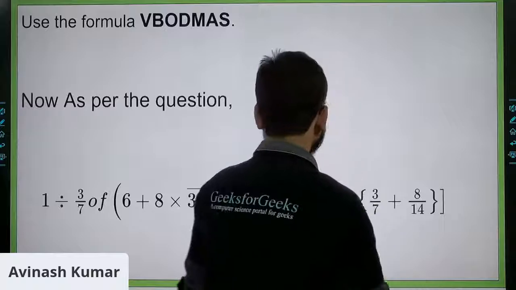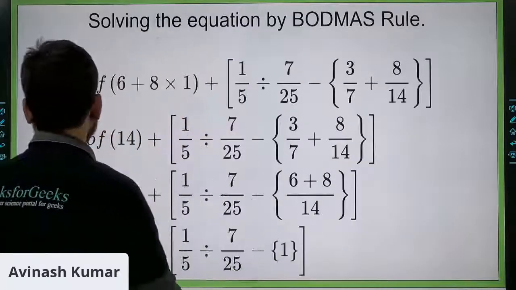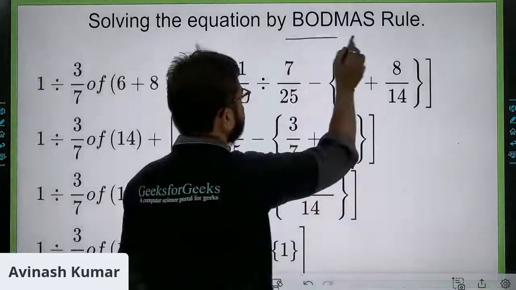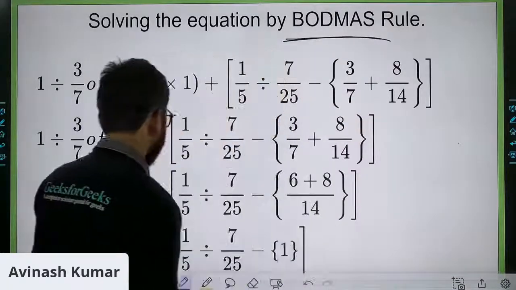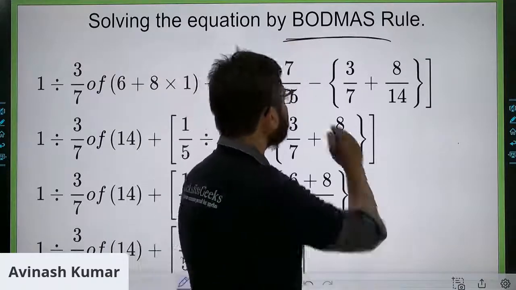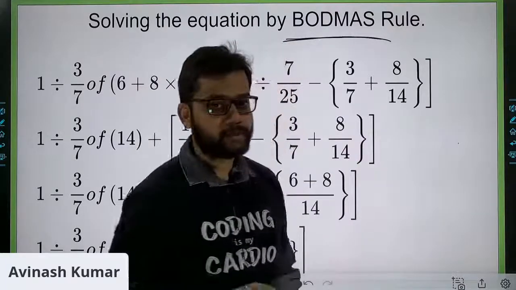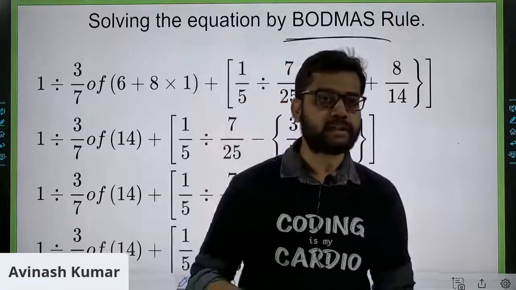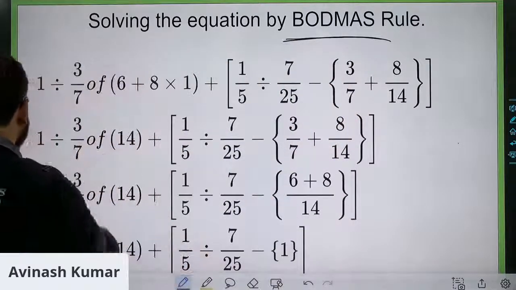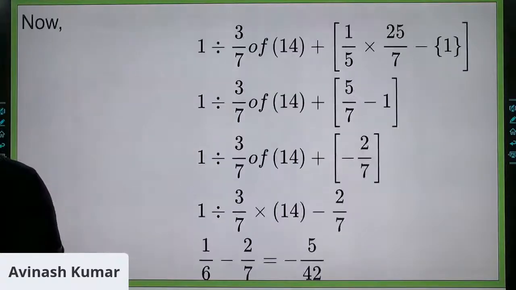Solving this question, we have all understood this rule, the BODMAS rule. What exactly is it? B stands for bracket, O stands for of, D stands for division, M stands for multiplication, A stands for addition, and S stands for subtraction. Once you have seen that question, I'm taking the slide from before.